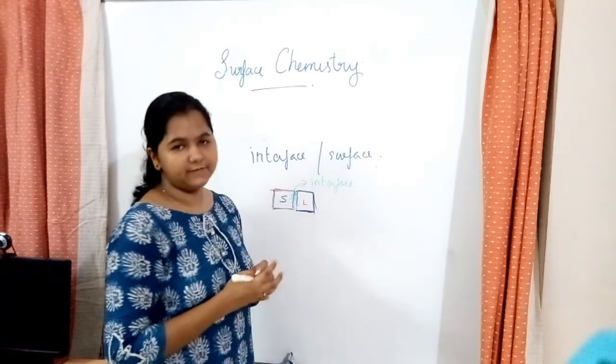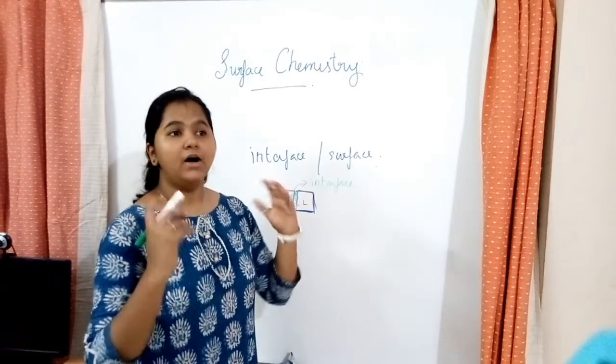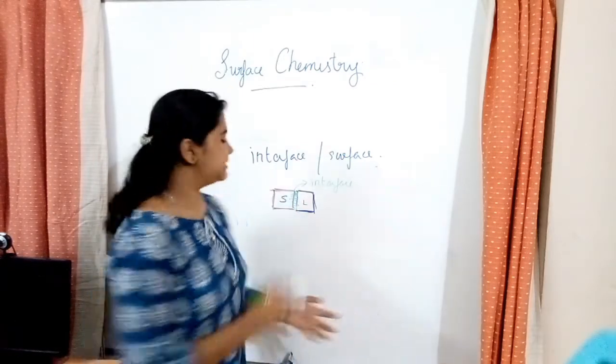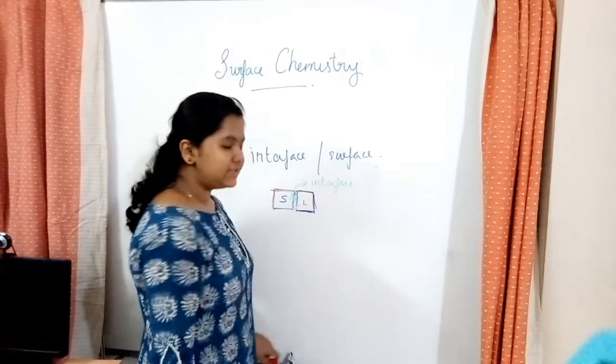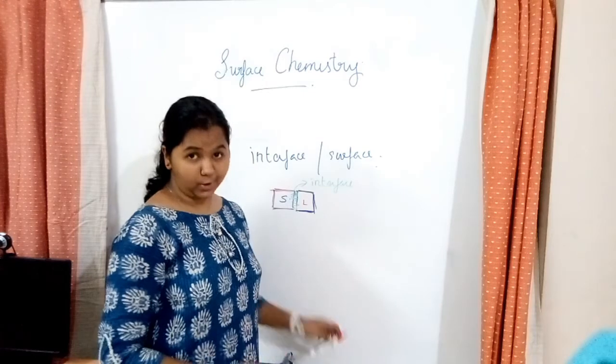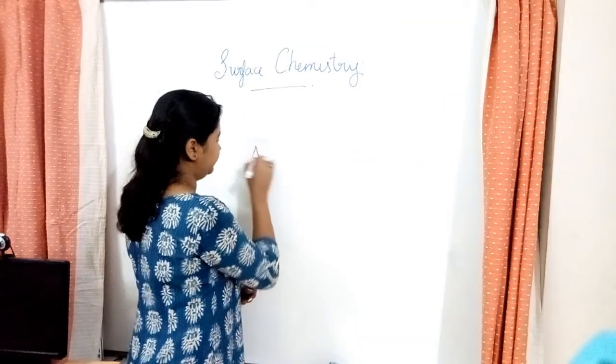So what is surface chemistry? Surface chemistry is a branch of chemistry that deals with the phenomena that happen on the surfaces or at the interface. Okay? So now we have to learn about some terms: adsorption, adsorbent and adsorbate. So let's learn adsorption.